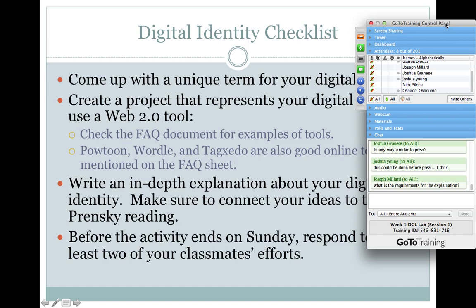The requirements for the explanation, I'll bring that up in just a second. And before the activity ends on Sunday, respond to at least two of your classmates' efforts. So it's not just posting your project and your explanation; it's also taking the time to respond to others.